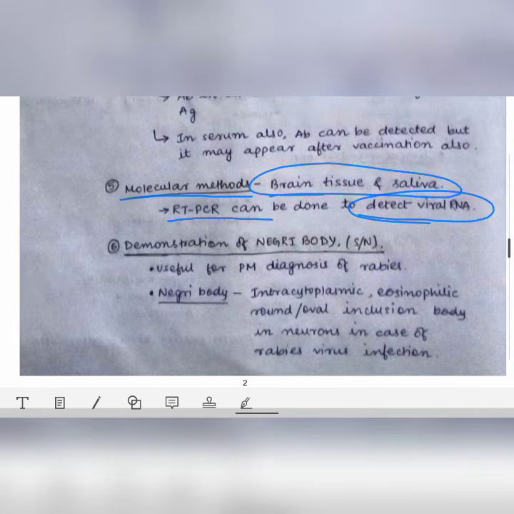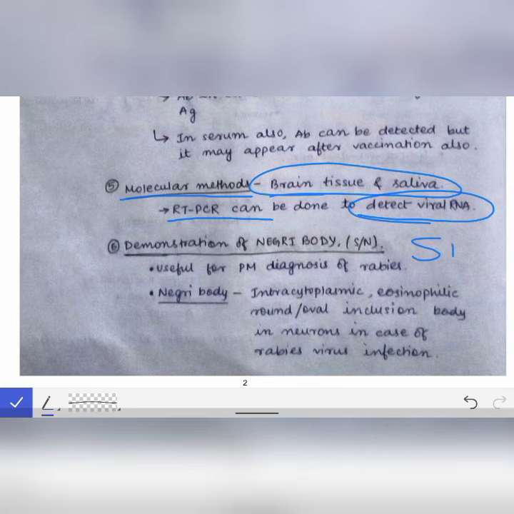Now, the demonstration of the Negri bodies. Negri bodies are sometimes asked as short notes. As a separate topic also, this is very important. The Negri bodies are very important, and in the lab diagnosis also this point is very important. So, demonstration of Negri bodies is used for the post-mortem diagnosis of rabies.